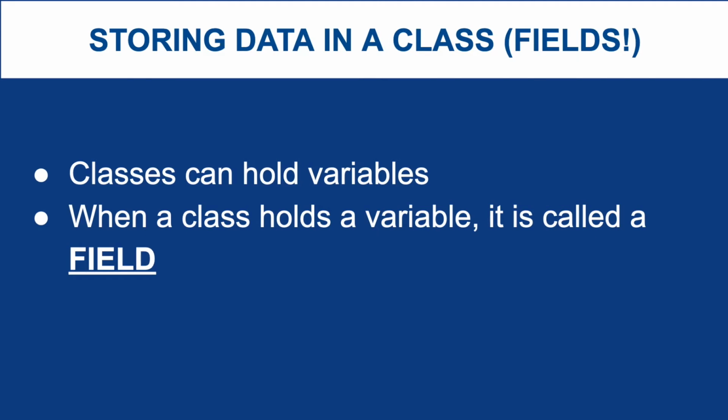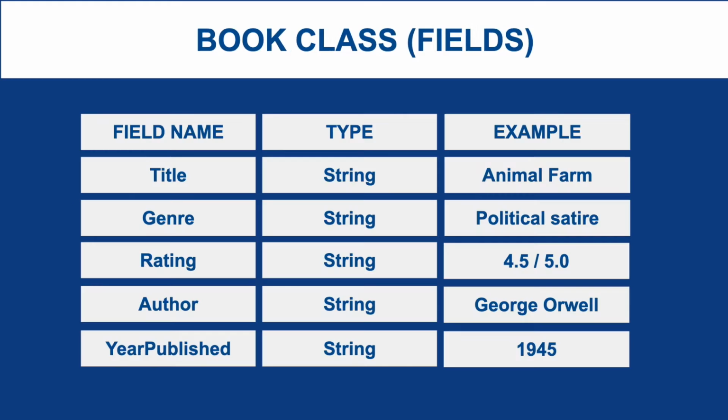So when you store data in a class, instead of just calling it a variable, we actually call it a field. So these variables are then bound to that class. So whenever you instantiate the class, which is a very important keyword, whenever you create a new book, for example, let's say we just call it book 1, you are going to populate it with, for example, the title, the year published, the author, and all of that data right there. Those are actually fields. So whenever a class holds a variable, it is called a field.